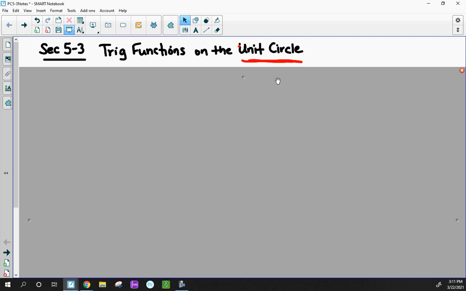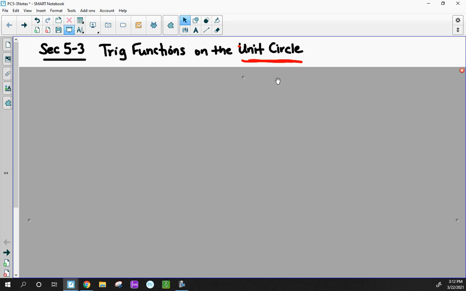I asked you through Remind to come back to school and pick up a paper copy of the unit circle, as well as the trig table. They are in the front office, and it would be to your advantage to come by school and pick one of each of those up. That way you can put them in your notebook and use them as reference sheets as well.